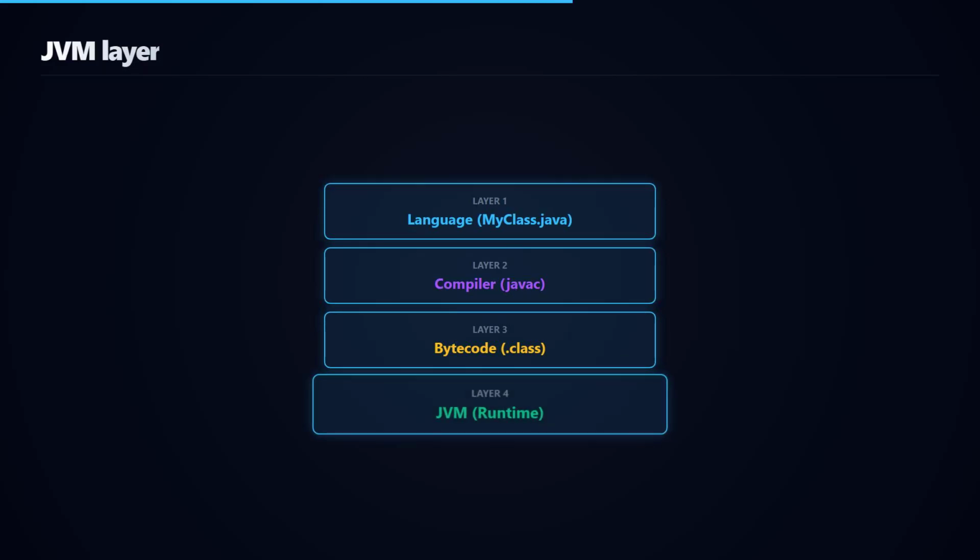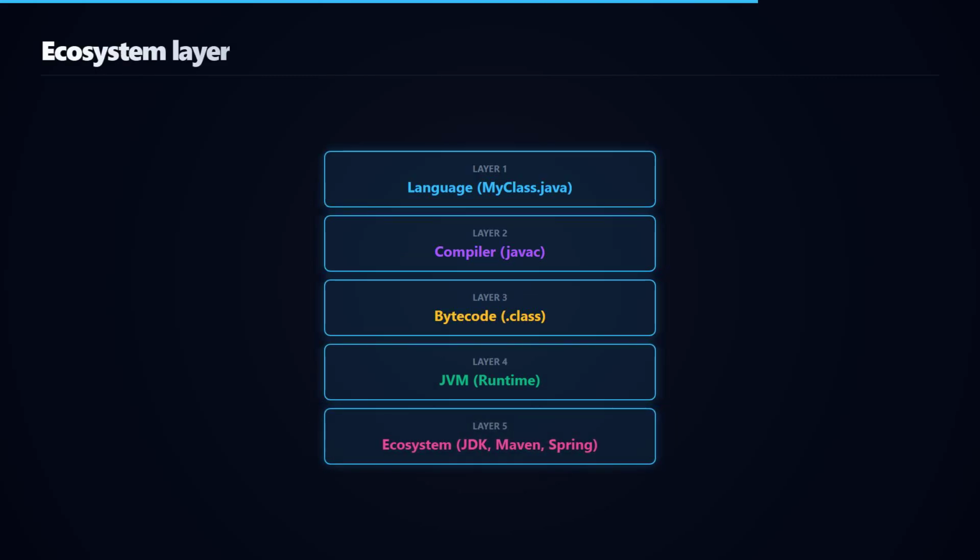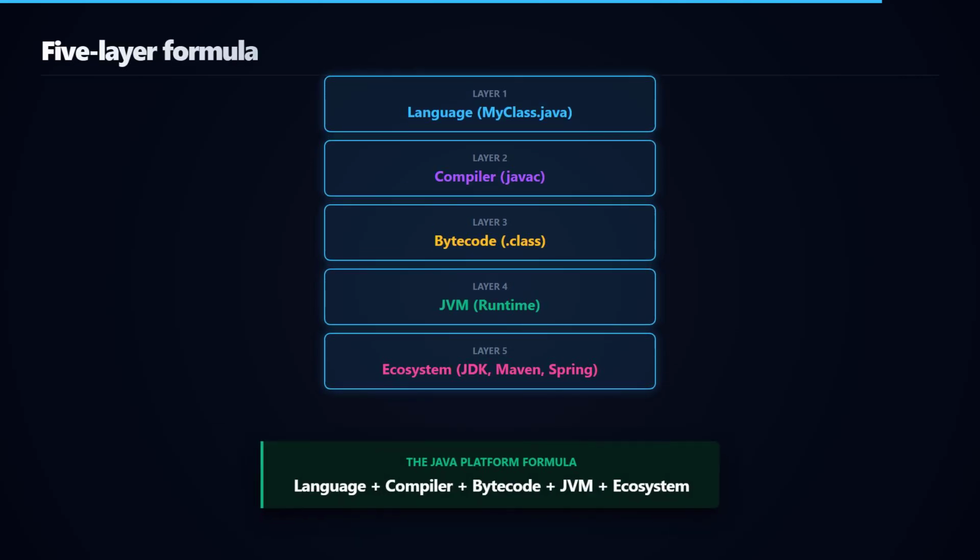Then a platform-specific JVM runs that bytecode on the machine locally. Around this runtime, tools and frameworks turn Java into production software. So remember the formula: language, compiler, bytecode, JVM, and ecosystem together.